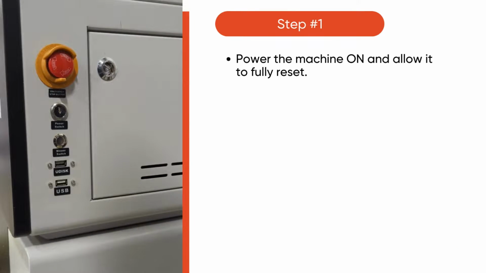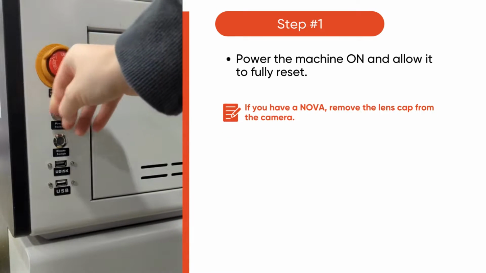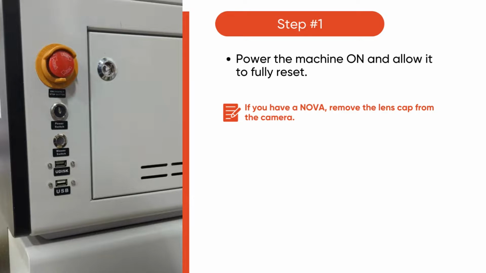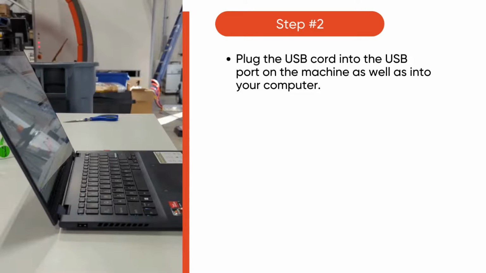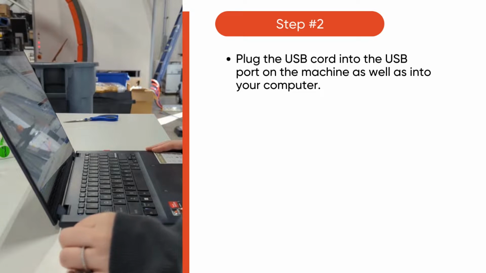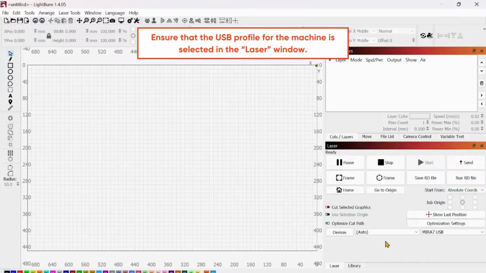To begin, power the machine on and allow it to fully reset. If you have a NOVA, remove the lens cap from the camera at this time. Then, plug the USB cord into the USB port on the machine, as well as into your computer. In Lightburn, ensure that the USB profile for the machine is selected in the laser window.